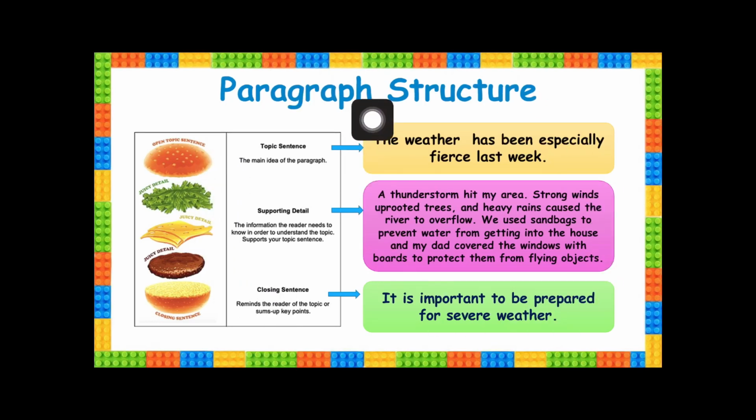So let's look at an example together. This is just an example. This is not what your paragraph is going to be about. So here's an example which shows you paragraph structure. Let's look at the topic sentence. The topic sentence says, the weather has been especially fierce last week. So the main idea of my paragraph is about the weather being fierce last week. Now I need details. If I'm telling you the weather was fierce last week, I need to give you some details. Let's take a look together.